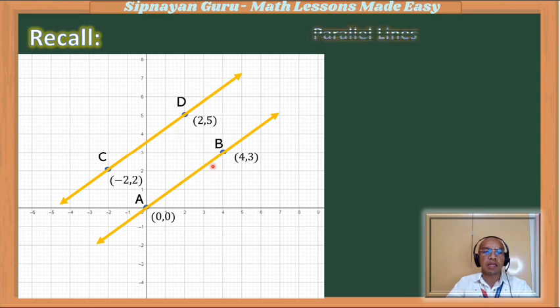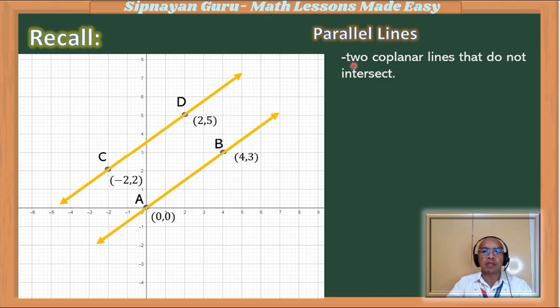So this line CD and line AB are called parallel lines. They are parallel because these two lines are coplanar and they do not intersect. Why do two lines not intersect? So let's illustrate this using the concept of slope.